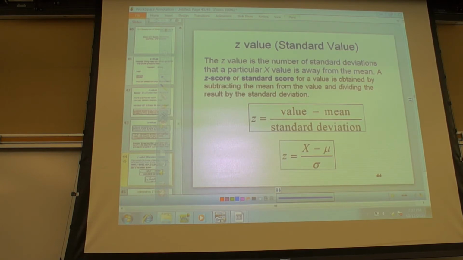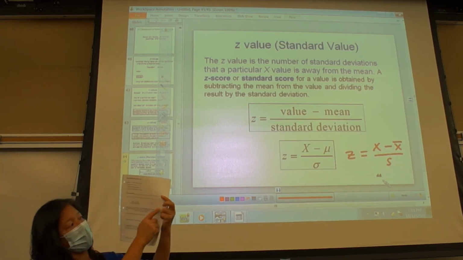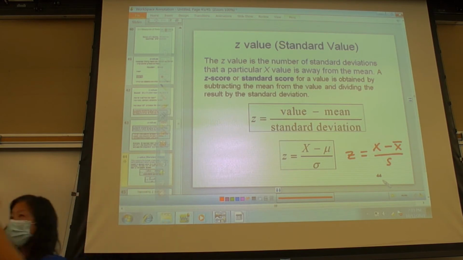If it's for a sample, fill this part in. For a sample, you'll write z is equal to x minus x bar, the sample mean, divided by s, the sample standard deviation. So it should go right in here below the lines where you filled in the other blanks, right here on the side. Now let's try it too.